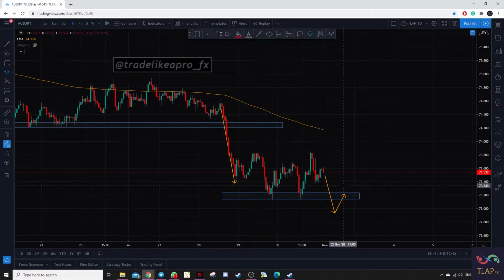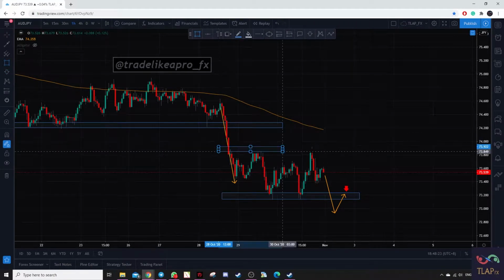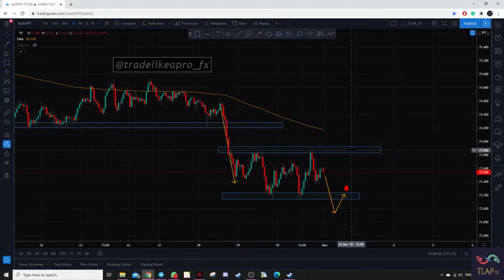Take a sell if prices forms a bearish pattern over here. Otherwise, if prices breaks the upside, we won't be taking this trade for the long position.